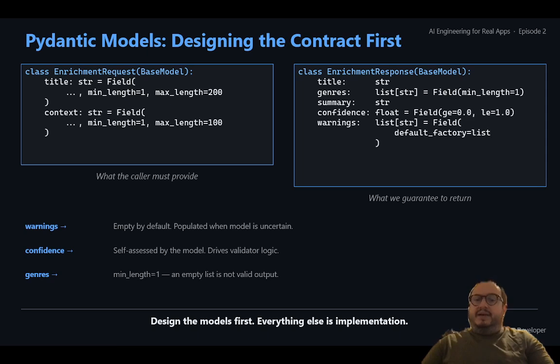Let us start with the Pydantic models, because they define the contract that every other layer enforces. I design the Pydantic models before I write the route, before I write the Claude code, before I think about prompts. The models are the contract. Everything else is implementation. The first is EnrichmentRequest. It has a title field, the movie or product name, a string, and a context field, a short hint like film distribution or e-commerce electronics that helps the model disambiguate. Both are required, no defaults. If you call this API, you must provide both.